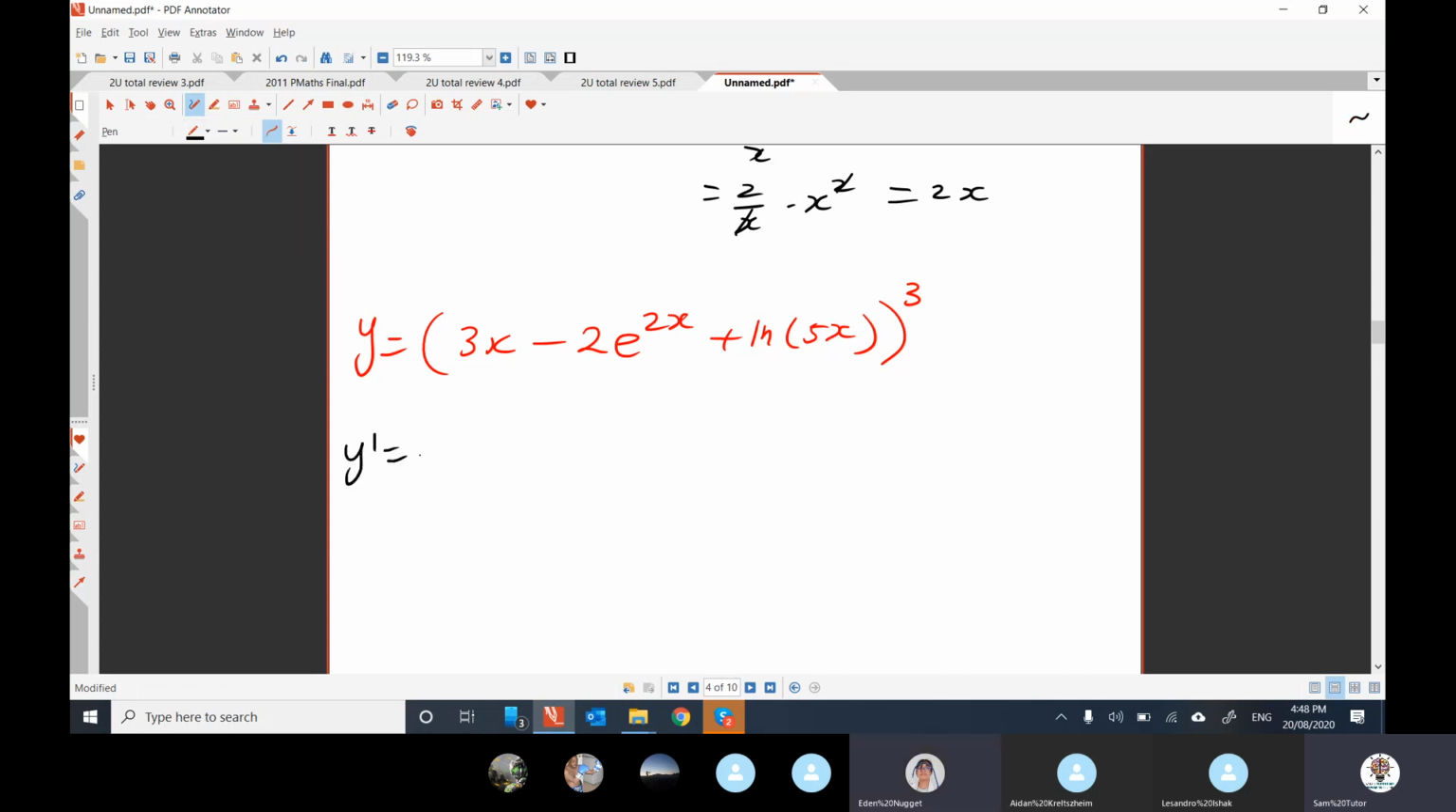Y dash. Maybe try it on your own first. You have to first use the chain rule. That's my clue.